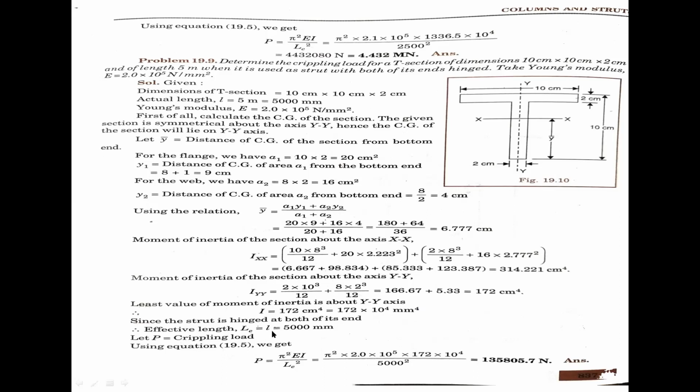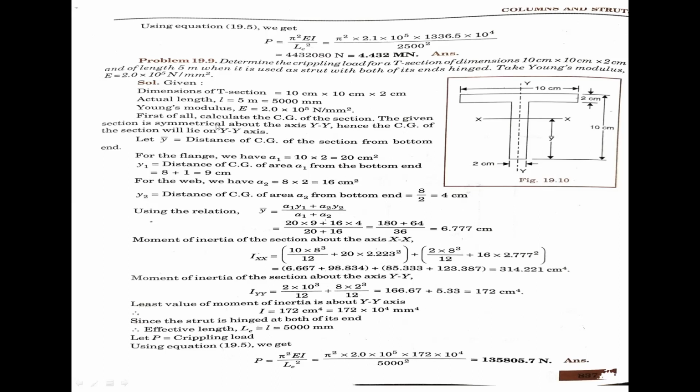Now, since the strut is hinged at both of its ends, we take the effective length L equal to the actual length, 5000 mm. The crippling load we calculate using the equation P equals pi square EI by L square, that equals pi square into 2.0 into 10 to the power of 5 into 172 into 10 to the power of 4 divided by 5000 square. Finally we got the value 135,805.7 newtons. This is the crippling or buckling load.